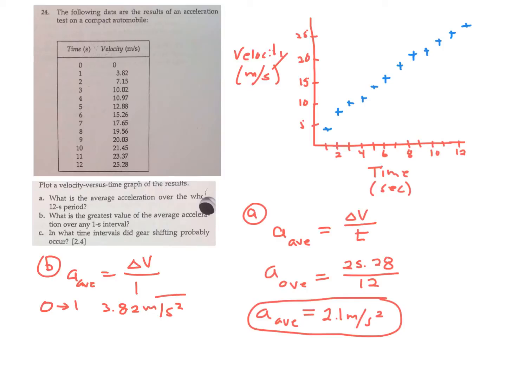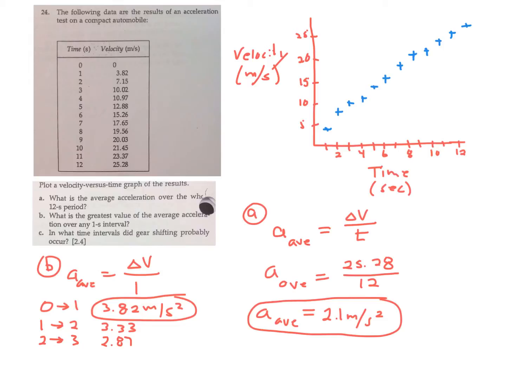And if you check any other interval, say from 1 to 2 seconds, I'll just do a couple of them, it's 7.15 minus 3.82, which is 3.33 meters per second squared. And from 2 to 3 seconds, it's 10.02 minus 7.15, which is 2.87 meters per second squared. They're always meters per second squared.